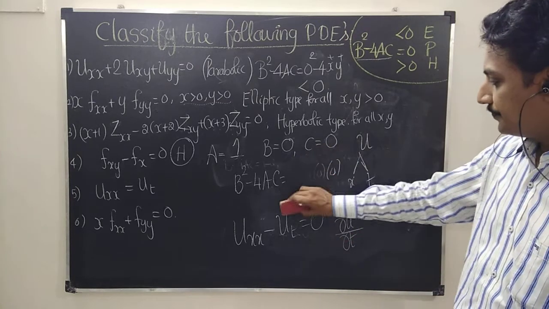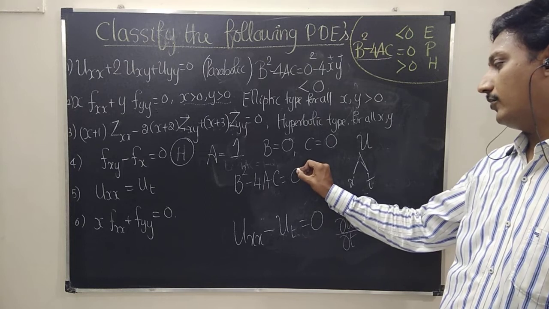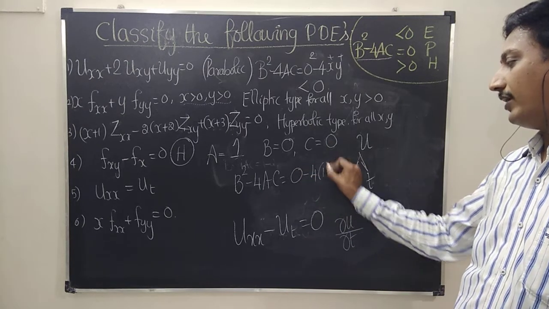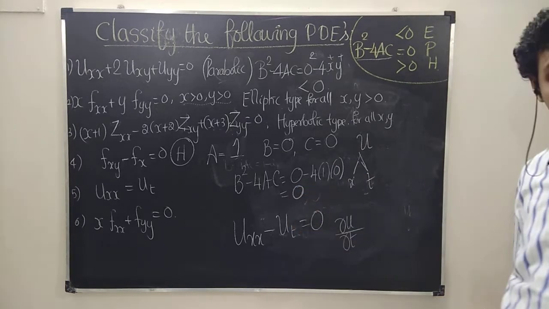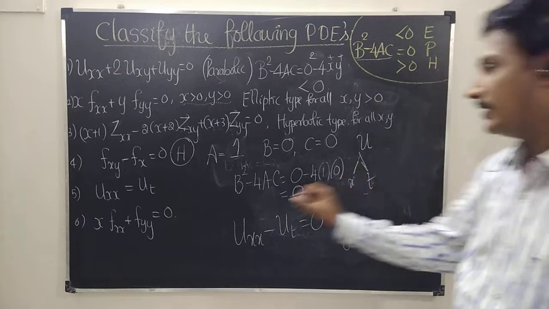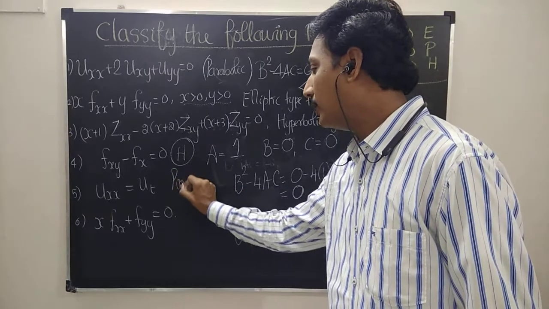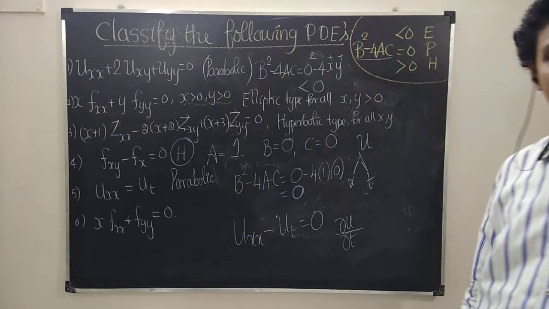Now what about b squared minus 4ac? So b is 0, minus 4 into a is 1, but unfortunately c is 0. So b squared minus 4ac becomes 0. B squared minus 4ac equal to 0 means this is called the parabolic type. So this is the parabolic type equation, isn't it?